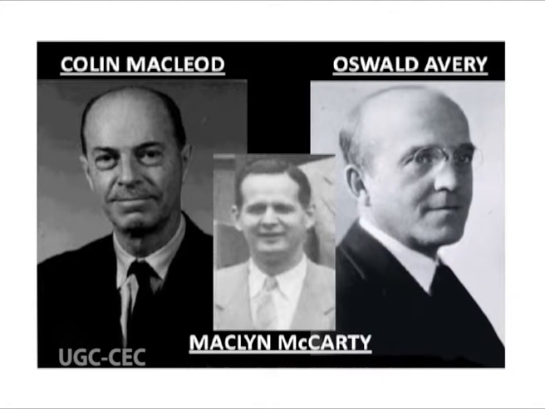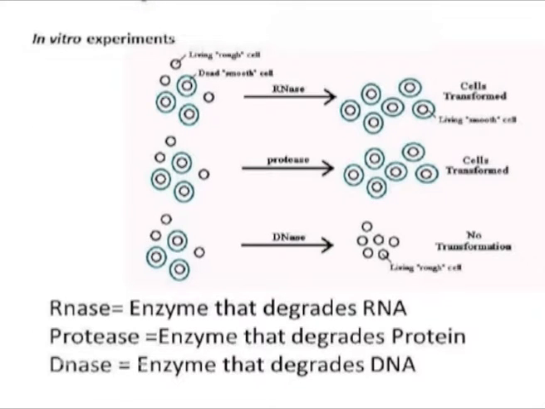Later, Avery, MacLeod and McCarty in 1944 experimentally proved that the factor responsible for Griffith's transformation was DNA, which was carrying the information required for the virulence of the bacteria. Thus, Griffith's transforming principle was nothing but DNA carrying the genetic information.